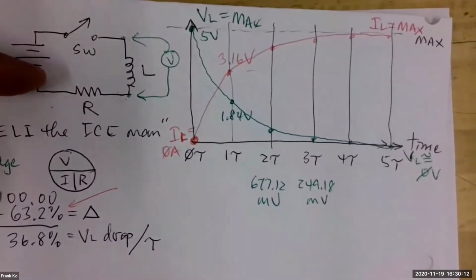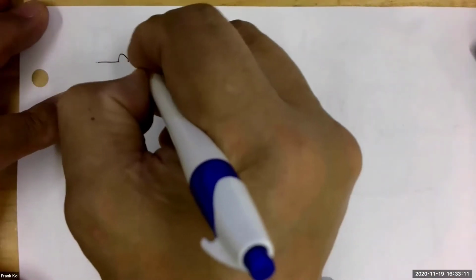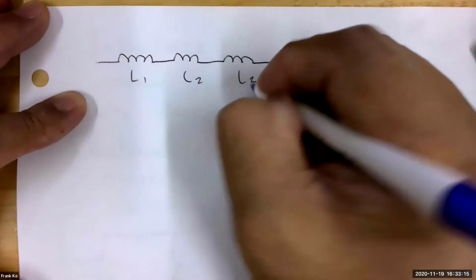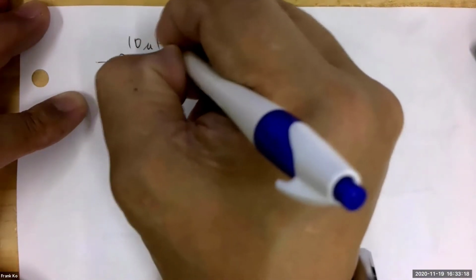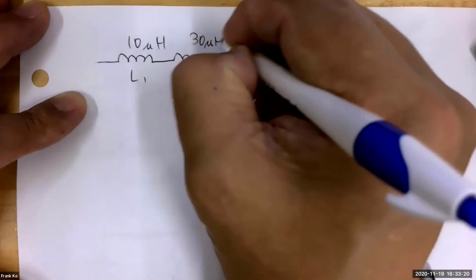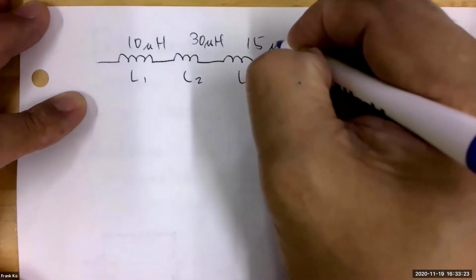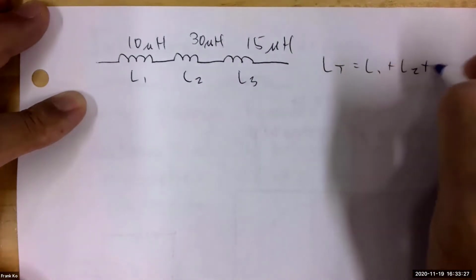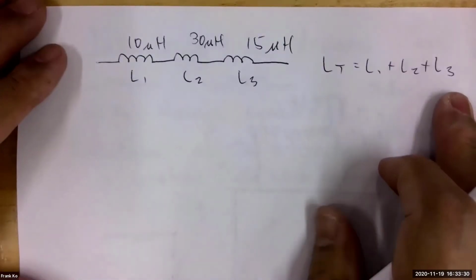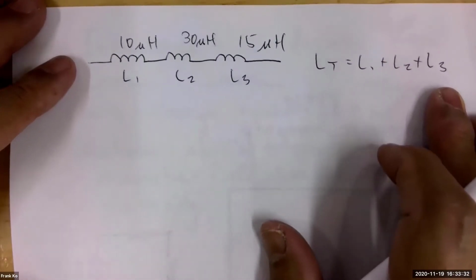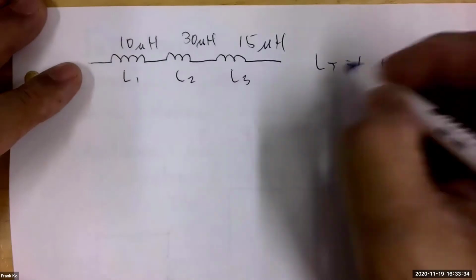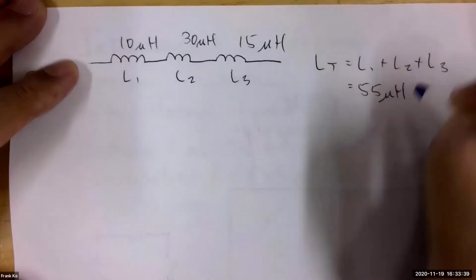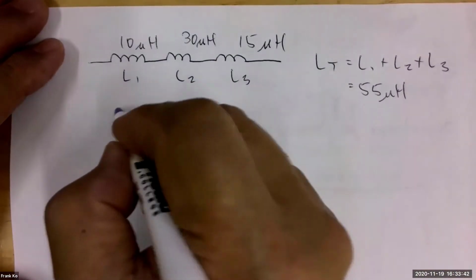Let's keep this guy handy. Inductors in series. So this was L1, L2, L3, and this was 10 microhenries, 30 microhenries, and 15 microhenries. Then LT is equal to L1 plus L2 plus L3. It follows resistances and behavior. So when you go to do this, 40 plus 15 is 55 microhenries, okay?